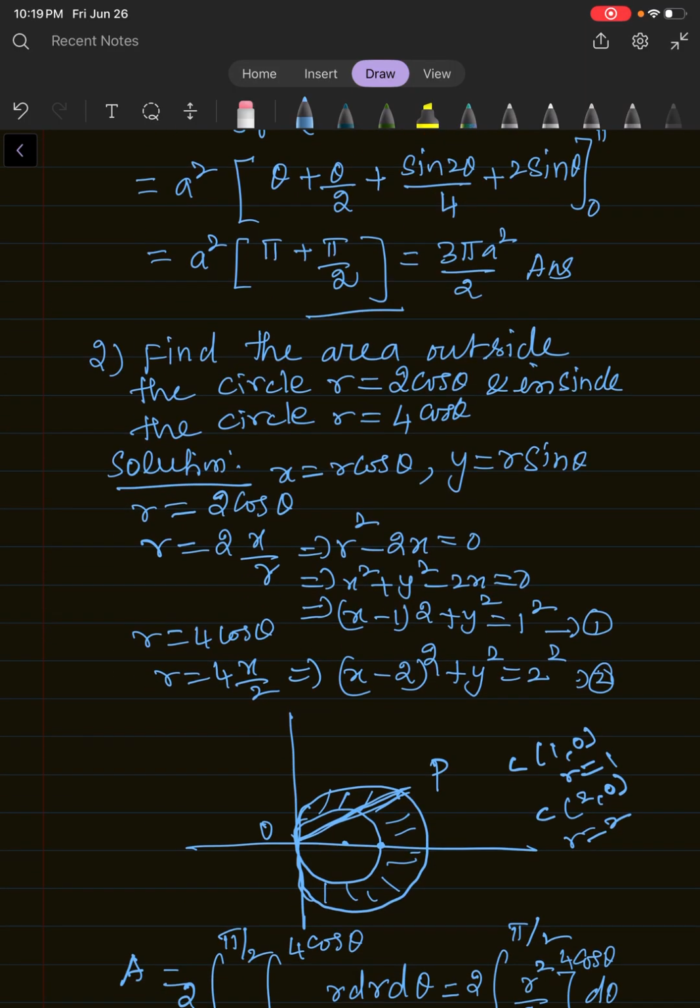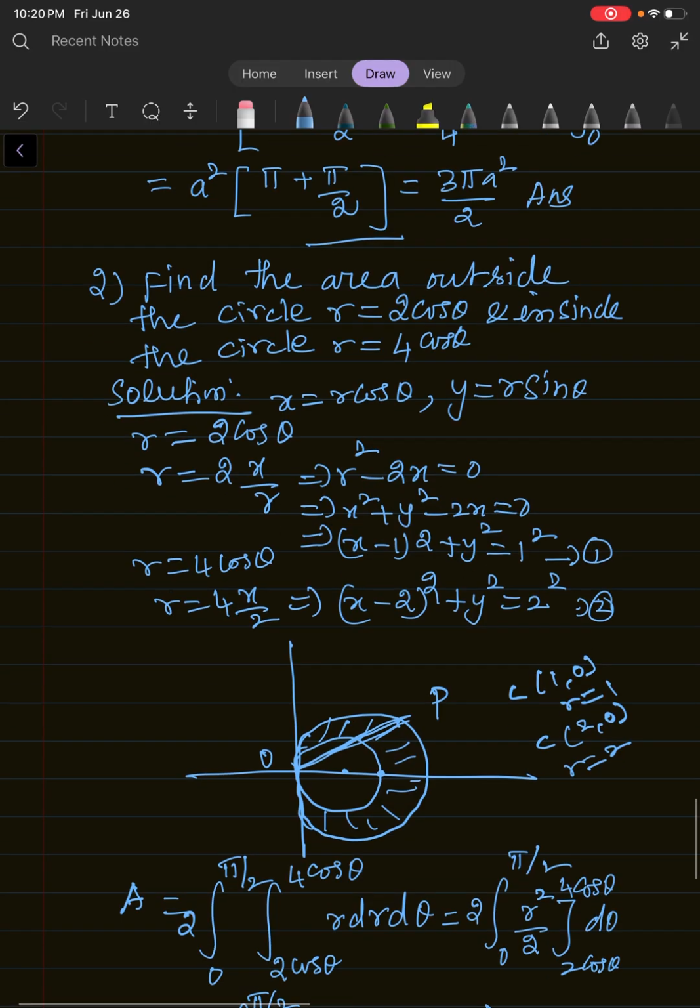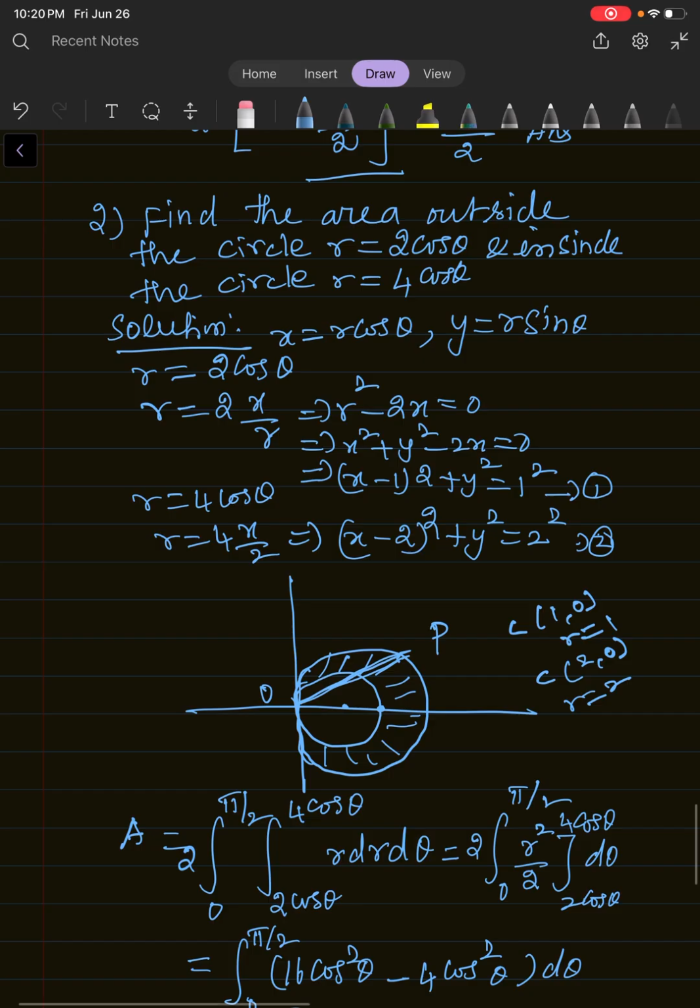Moving to the next problem: find the area outside the circle r equal to 2 cos theta and inside the circle r equal to 4 cos theta. The solution is given by the transformation equations x equal to r cos theta and y equal to r sin theta. The first circle, r equal to 2 cos theta. Therefore, r square minus 2x is 0. But r square is x square plus y square, so x square plus y square minus 2x is equal to 0.